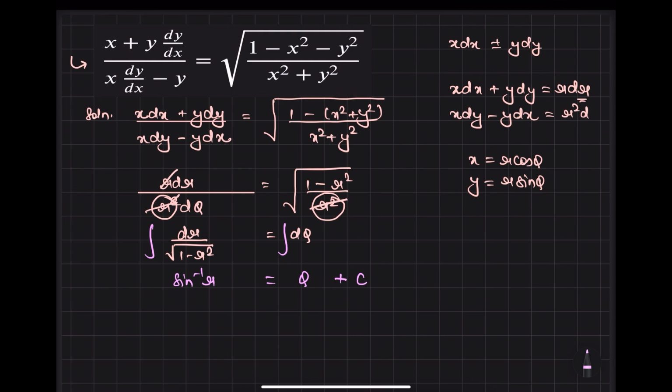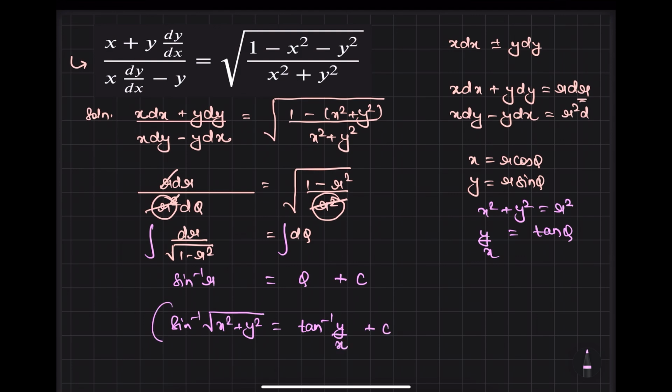Now who is r? You know that we have x square plus y square equals r square. We have to convert everything into x and y, and also y by x we have taken as tan theta, right? So in place of r, can I write sine inverse of root over x square plus y square. Now we have already converted our LHS component into x and y. Now in place of theta, can I write tan inverse y by x plus the integration constant c.